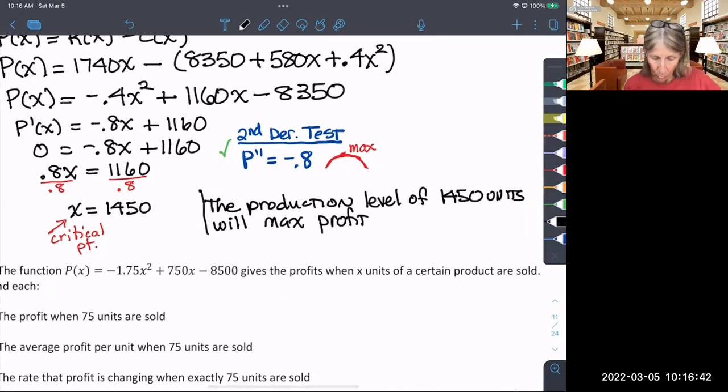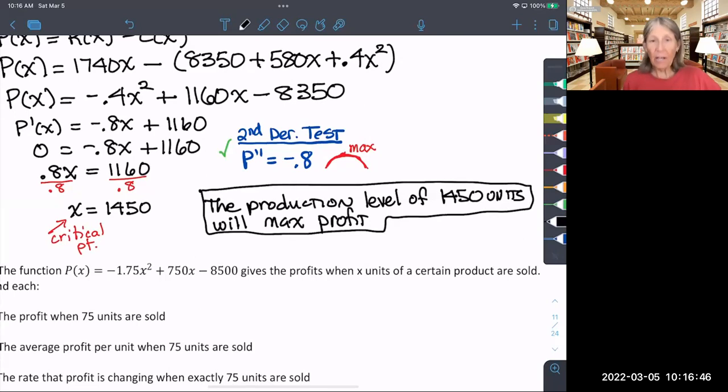Now, if they asked for what's the maximum profit, then I'd plug my x value into the profit function and find it. In this case, though, they only asked one basic question, so I've got it. Here's my answer. Again, just a reminder that this is really key. You have to do this test to prove your critical point is either a max or a min. I chose the second derivative test. Maybe the next problem I'll do the first derivative test to demonstrate both.